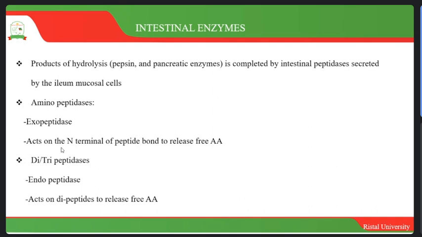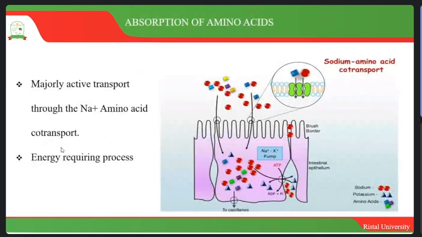So let's head straight into aminopeptidase, which is an exopeptidase. It acts on the N terminal of the peptide bond to release free amino acids. That's just from the amino N. Then the di- and tripeptidases act on dipeptides and tripeptides to release free amino acids.